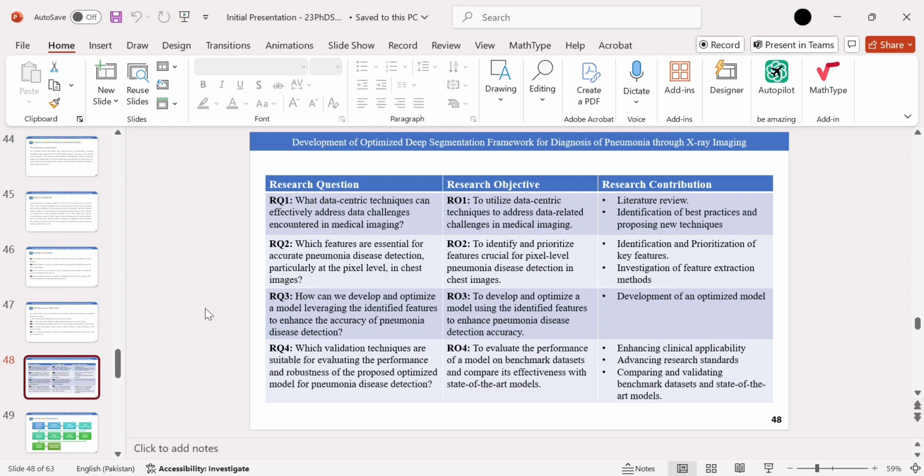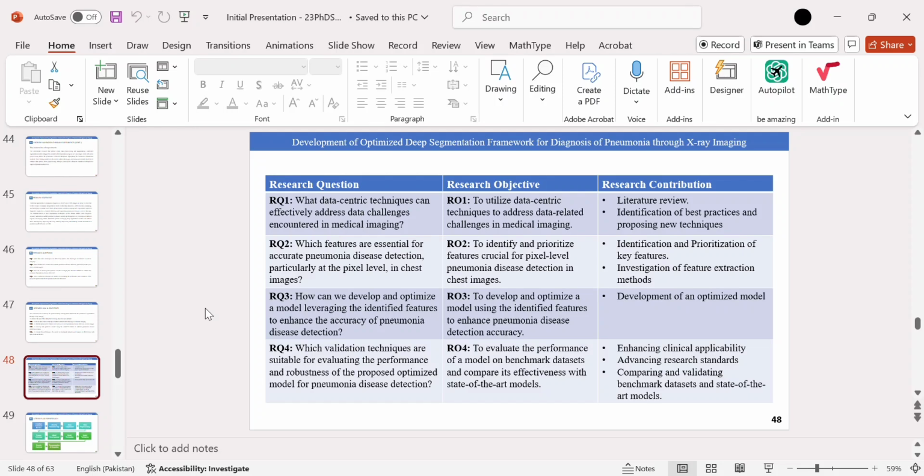This is the research contribution, mapped with the corresponding research questions and research objectives. The first research contribution deals with the research objective of utilizing data-centric techniques: we can conduct an in-depth literature review, identify the best practices, and propose new techniques for that. For example, we can also propose novel loss functions for the class imbalance problem, let's say.